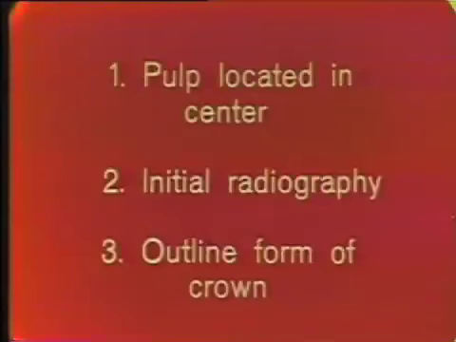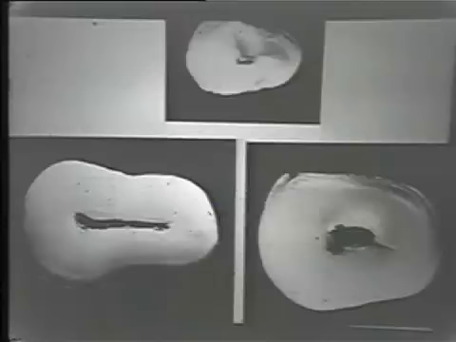Now let me go back and explain what we mean by these three guides. Here are some teeth sectioned in cross-section. As you can see, in each case, the pulp is about the same shape as the outline of the tooth, only it's in the exact center. You can see the pulp almost forms a bullseye right in the middle of the tooth.